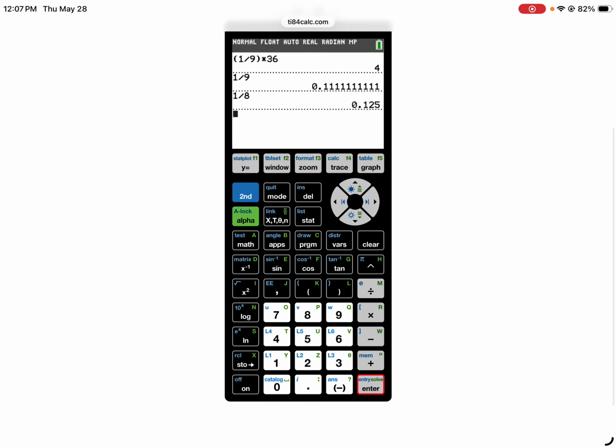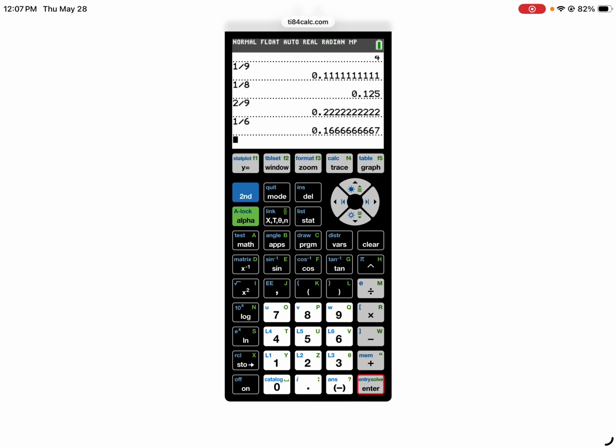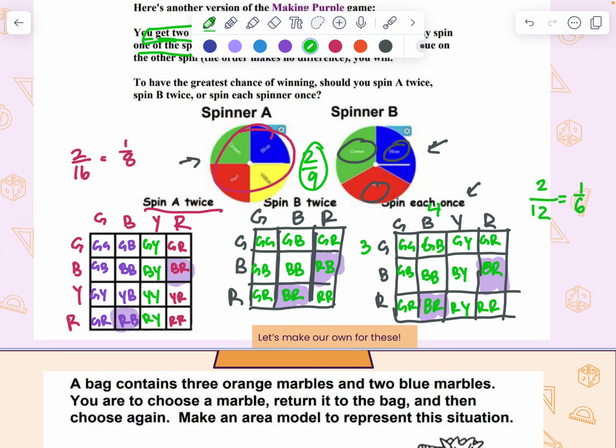So if I'm comparing these all side by side, the second one was 2/9, would be about a 22% chance, and then the last one 1/6, so a 16% chance. So if I'm playing this game, I would like to do this option the most. This would be second best over here.